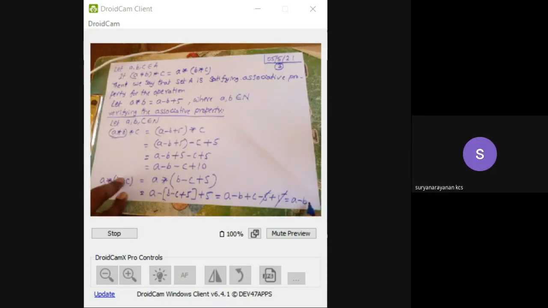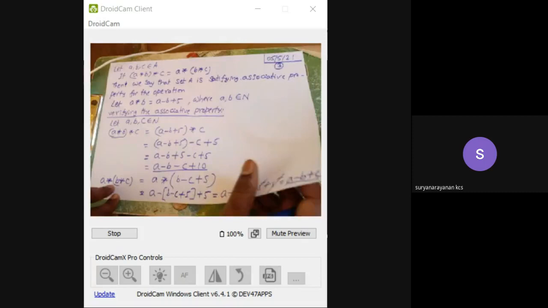Very good, Blessina. A minus B plus C. This is the RHS value. A star, B star, C value is A minus B plus C, whereas the LHS A star B star C value is A minus B minus C plus 10. Are these two numbers equal? No, sir. This is A minus B minus C plus 10, whereas this number is A minus B plus C. They are not the same. Yes or no? Understood this one?